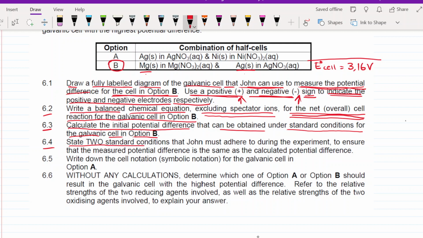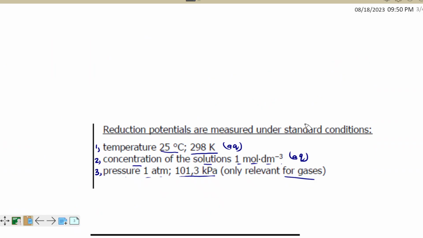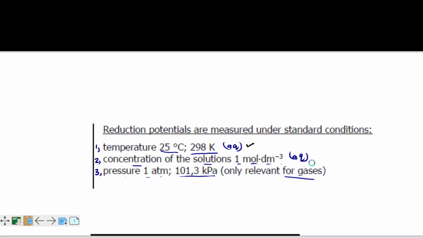State 2 standard conditions that John must adhere to during the experiment to ensure that the measured potential difference is the same as the calculated potential difference. So we just need to write 2 standard conditions. We said that we have 3 standard conditions. The first one, the temperature must be 25 Celsius degrees or 298 Kelvin. The second condition says the concentration of the solution must be 1 mole per dm cubed.